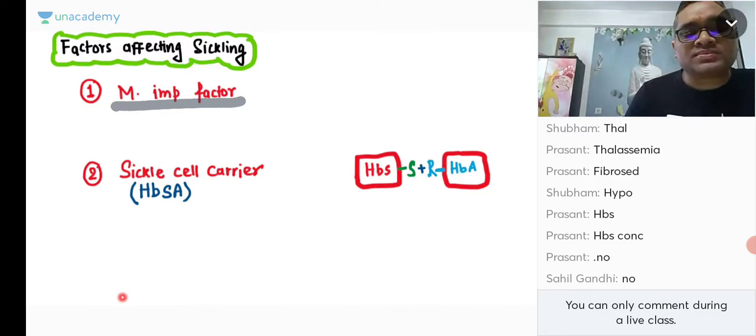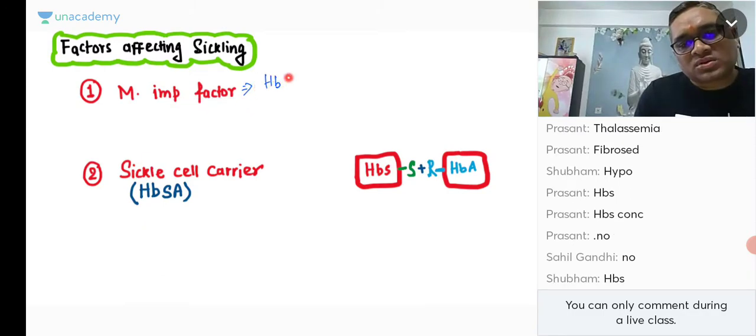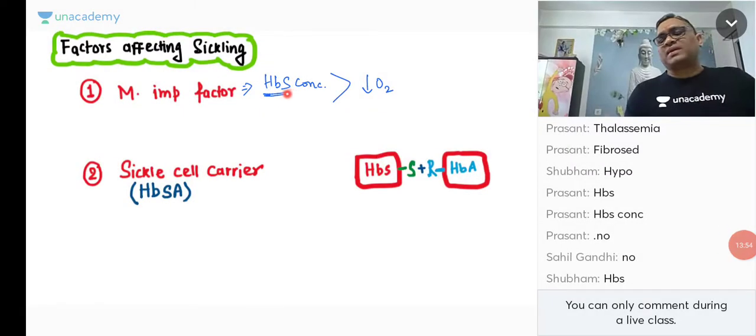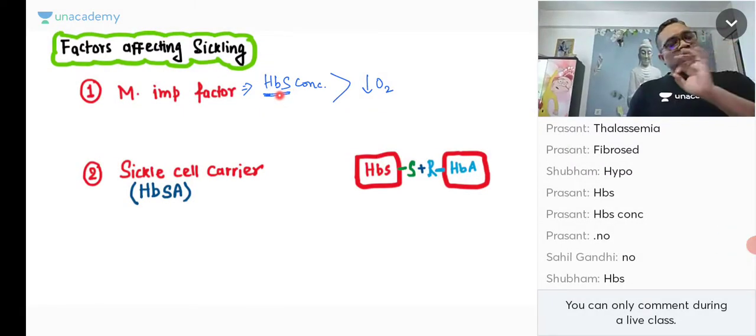Hypoxia is not the most important factor. This is a very important MCQ in exam, right? The most important factor, remember, is the HbS concentration. HbS concentration is more important than hypoxia. Please keep that in your mind, because when there is no HbS, then what is the use? How will hypoxia cause sickling? So now understood, HbS concentration is the most important factor.